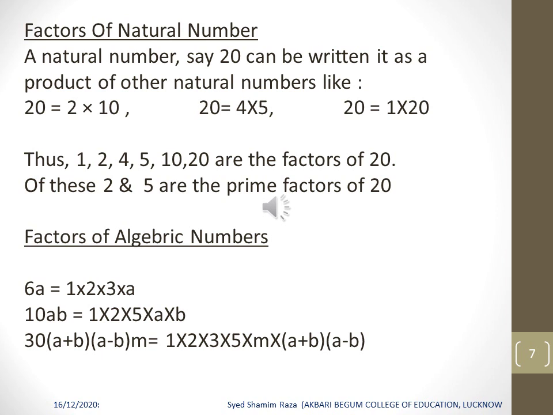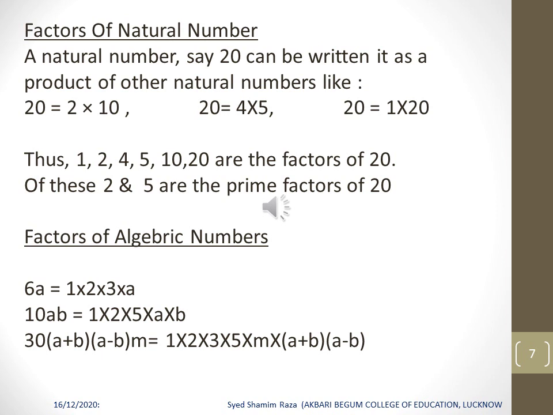Where 2 and 5 are the prime factors of 20 because nothing will be dividing them. As we know, the prime factors are prime numbers. So in algebraic terms, for example 6a, we can say 6a can be represented as 1 multiplied by 2 multiplied by 3 multiplied by a. In the same way 10ab: 10 can be represented by 1 into 2 into 5, then further multiplied by a, and further multiplied by b.